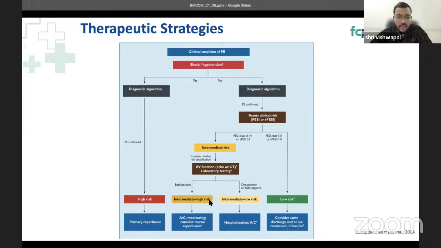If the patient is at high risk, we'll start with anticoagulant, or we'll do thrombolysis, or we'll do embolectomy, and we'll monitor the patient. If the patient is at intermediate low risk, we'll hospitalize the patient for a few days. We'll give IV anticoagulants followed by oral anticoagulants. We'll monitor and then we'll discharge the patient.